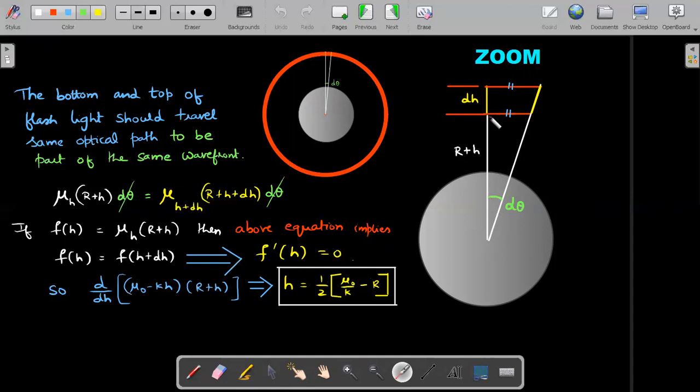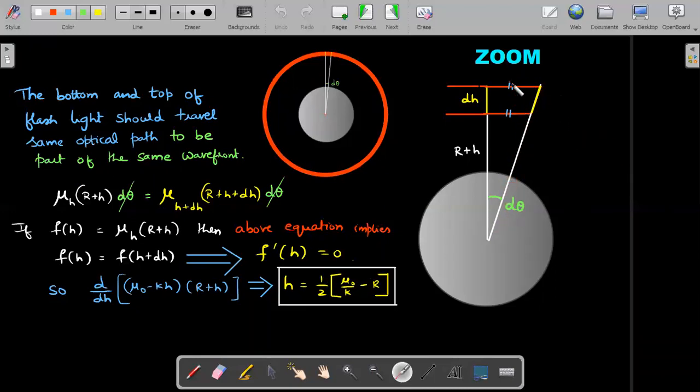Now, since that arc, because of the small angle, can almost be considered a straight line. So if this bottommost point travels this geometric path, and this topmost point travels this geometric path, then the wavefront formed after joining them after dt seconds should again pass through the center. Then only will it keep curving like this.